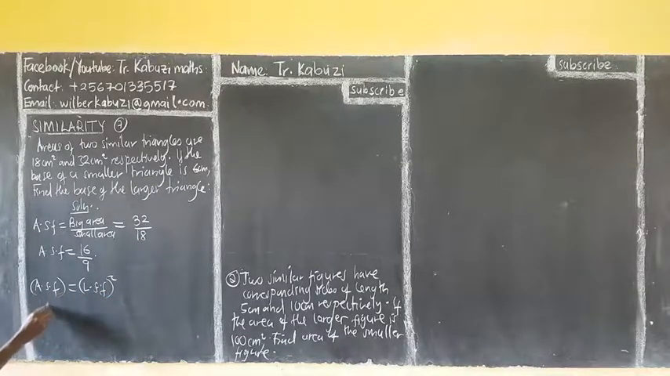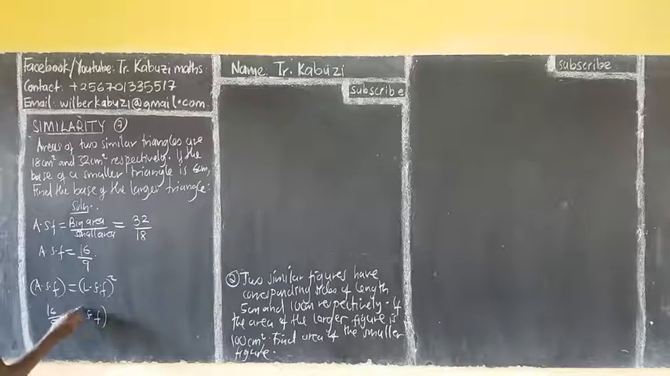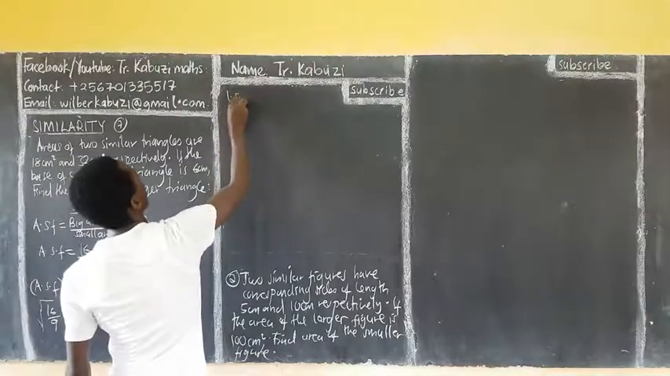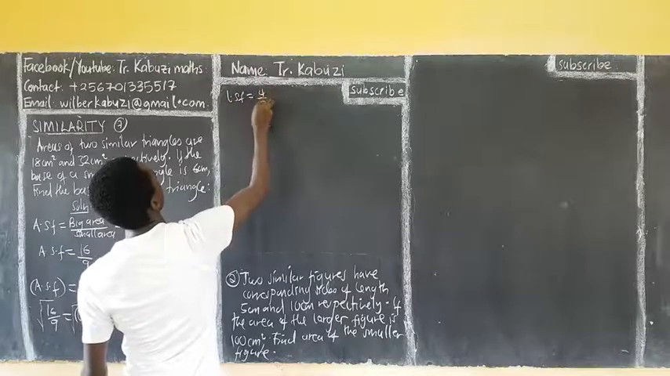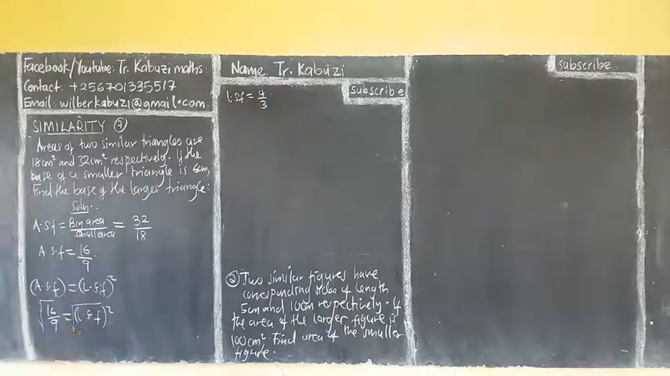Now I start: 16 over 9 is equal to this square. Take the square root of both sides. You see that? If I take the square root of both sides, my linear scale factor is going to be 4 over 3.